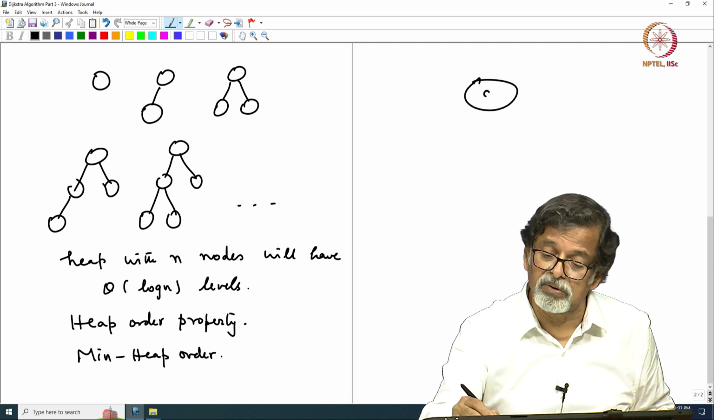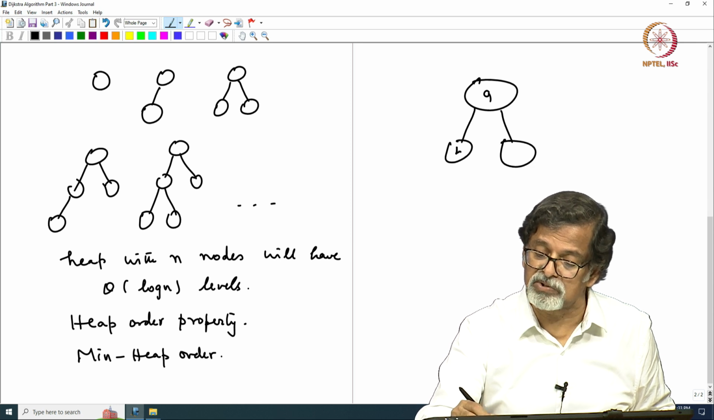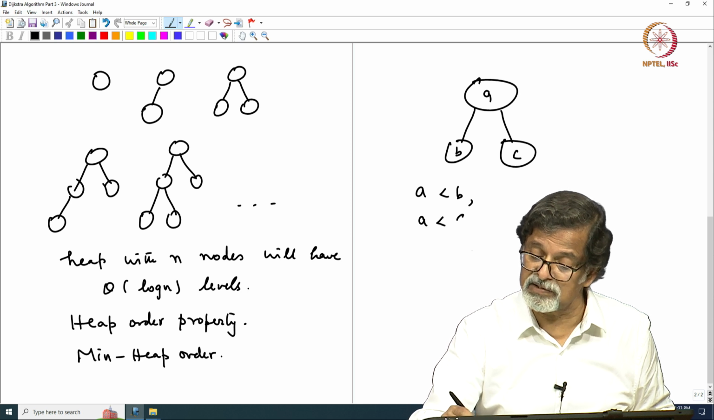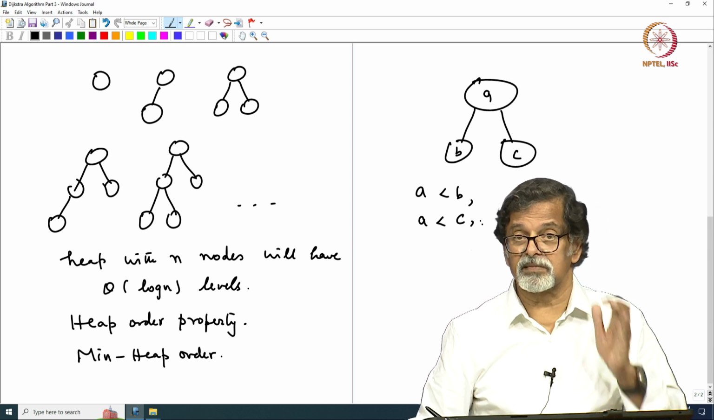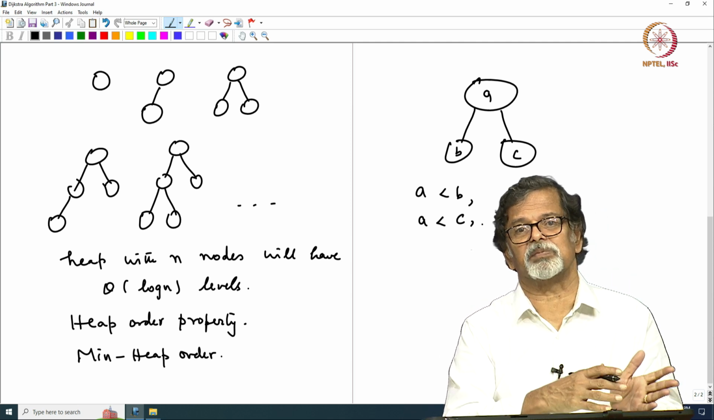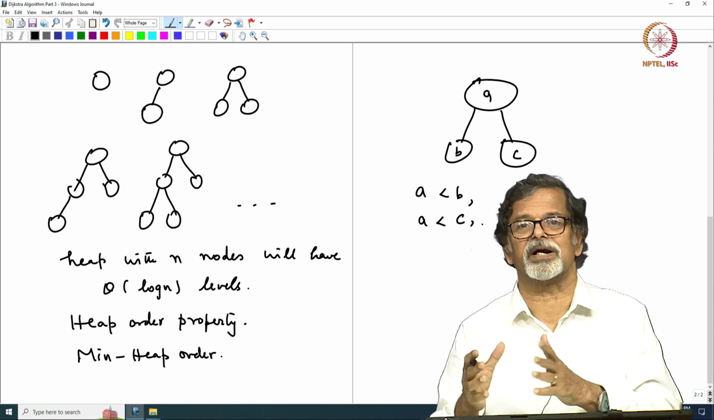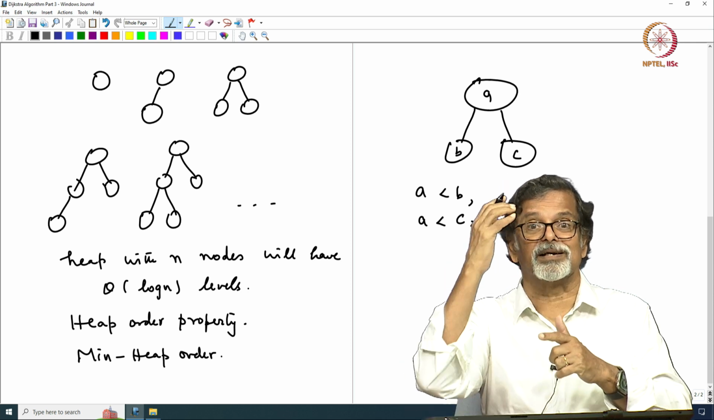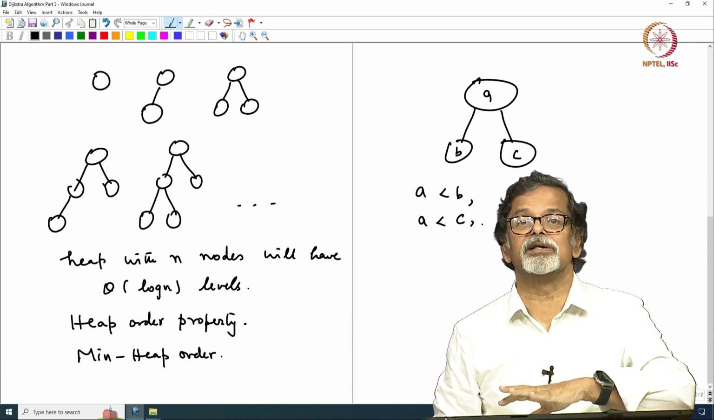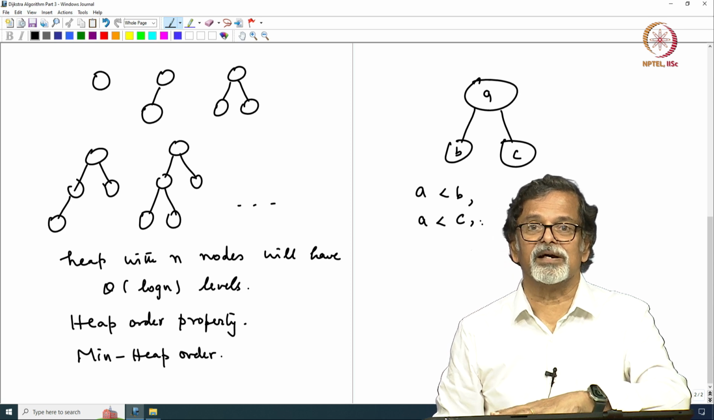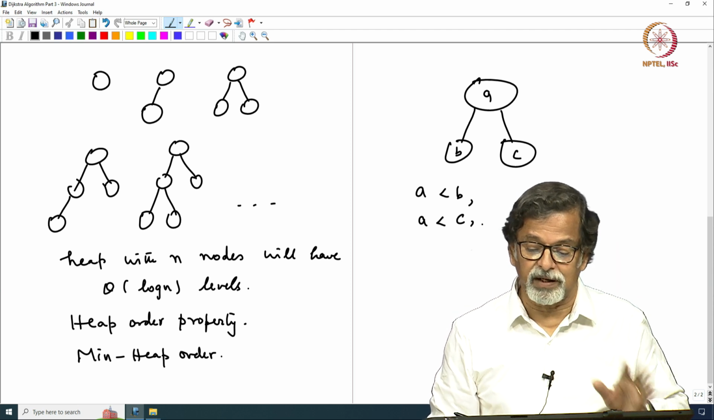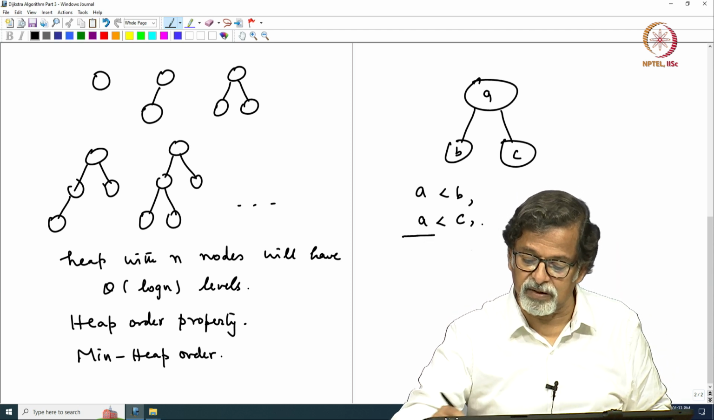So a value at a node will be smaller than the values at its children. A will be less than B and A will be less than C. B and C can have any relative values. B may be smaller than C, C may be smaller than B, it does not matter. The relation is only with the parent. Parent must have a smaller value than the children. So A must be less than B and A must be less than C. This is called the heap order.